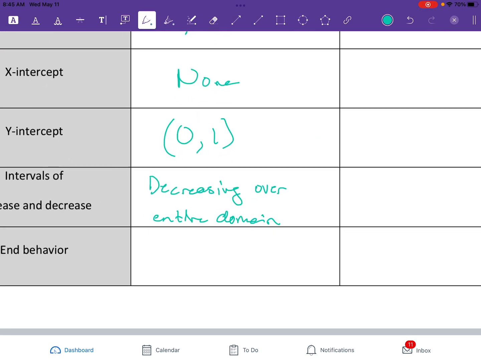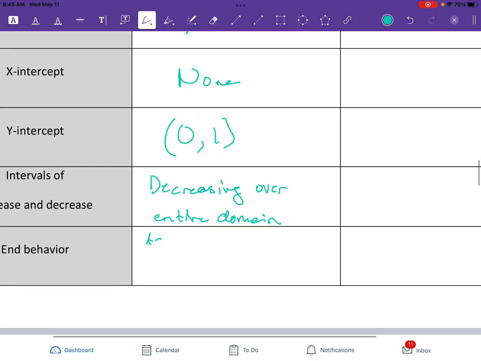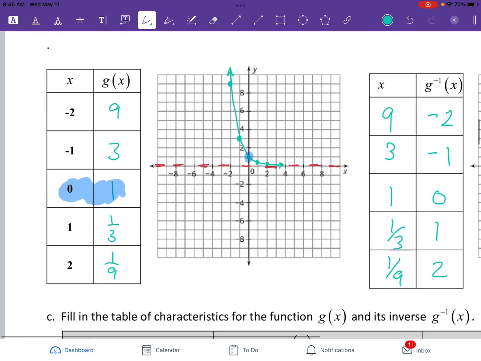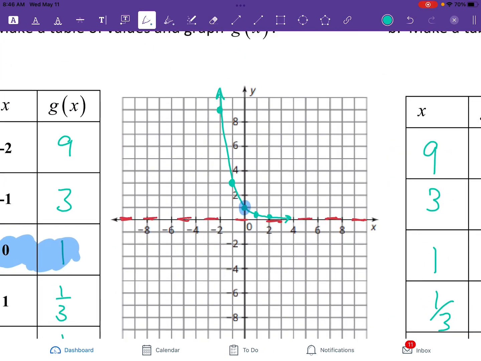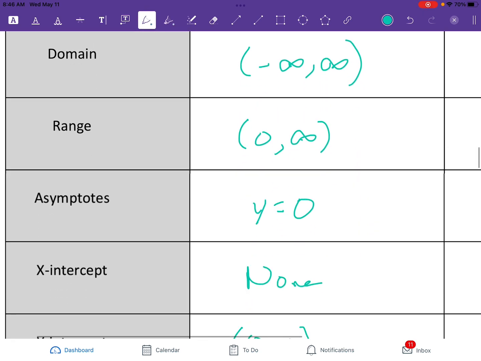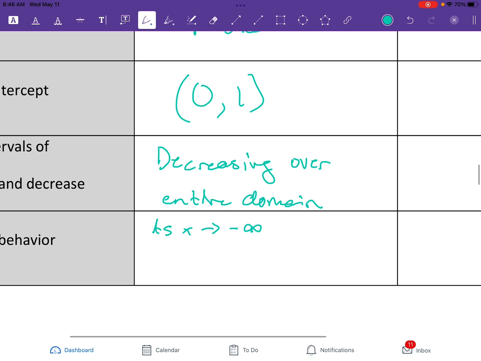And lastly, the end behavior. As x approaches -infinity, if we look back up at our graph, as the graph goes to the left, what is it doing? As our graph goes to the left, it's going up. So we write down that the graph goes towards +infinity. So f of x approaches +infinity.